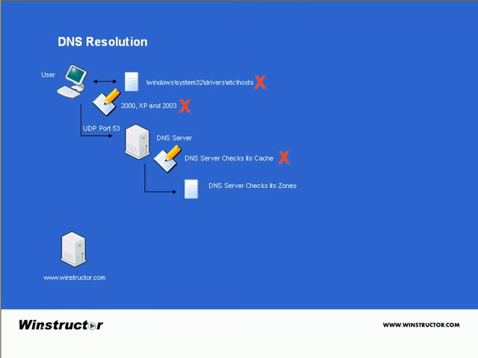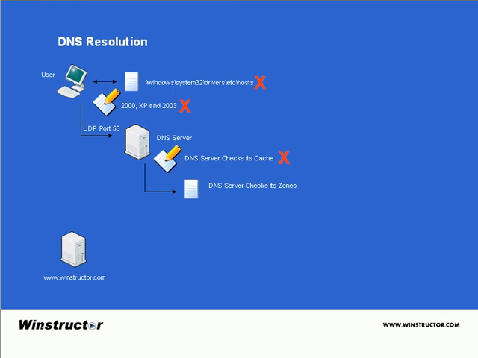However, if the DNS server doesn't have the information cached, it checks the name against its zones. Now a zone is simply a portion of a contiguous namespace in which a server has been given authority over. Now you wouldn't expect to have a zone on your DNS server for winstructor.com, although you certainly could.